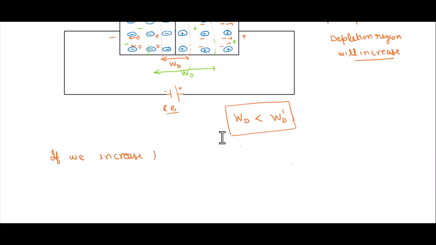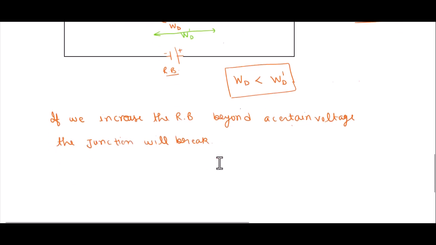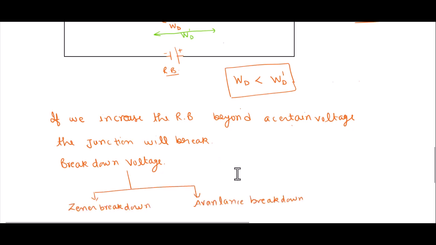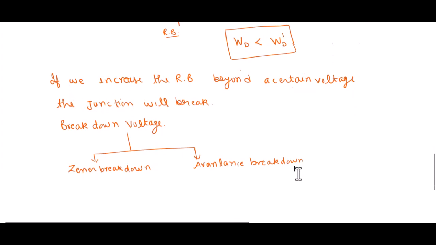When we increase the reverse bias to a certain voltage, the junction may break, and this voltage is known as the breakdown voltage. The breakdown in a PN junction could be of two types: one is Zener breakdown and the other one is avalanche breakdown. It has been seen that Zener breakdown occurs at lower voltages than avalanche breakdown. The voltage range in which Zener breakdown occurs for a silicon diode is generally 6 to 8 volts, and for avalanche breakdown this range is greater than 8 volts. This breakdown voltage, let us write it V breakdown, should be greater than 8 volts.